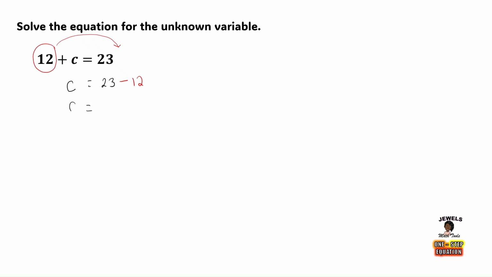So we're returning our c, and when 23 subtracts 12, we will get 11. So we're saying that our c for this equation is equal to 11. And as always, let's perform our last check. So if c is equal to 11, then when 12 is added to 11, it should equal 23 for this equation to be valid or correct. And because it does, that means that my answer c equals 11 is the correct answer for this equation.